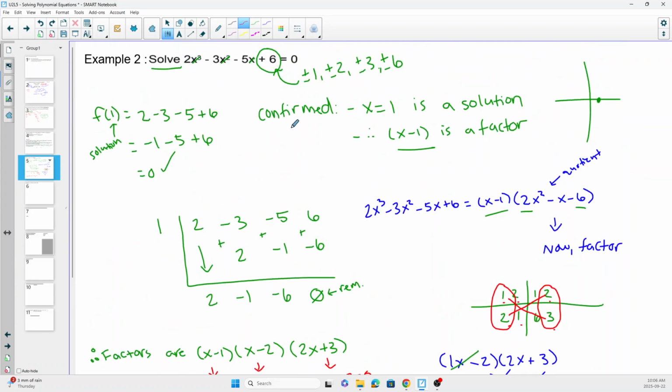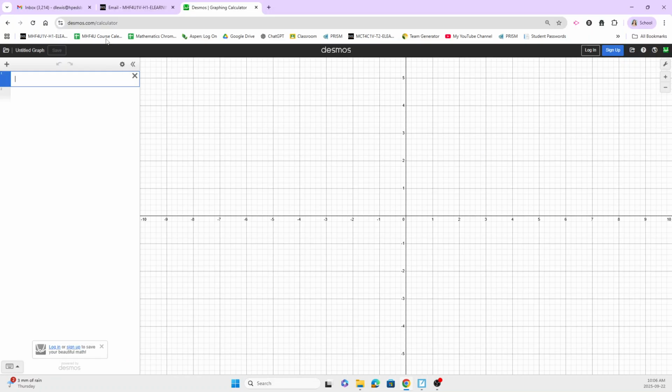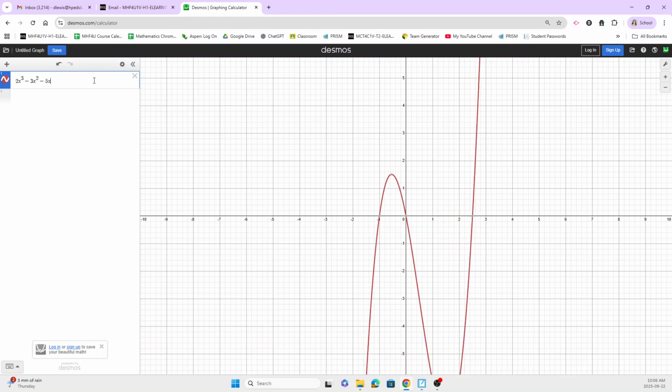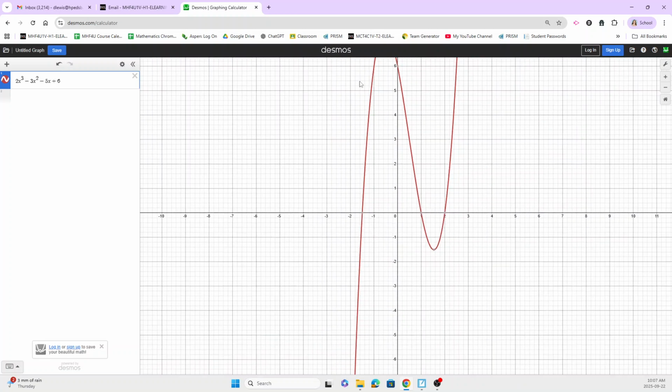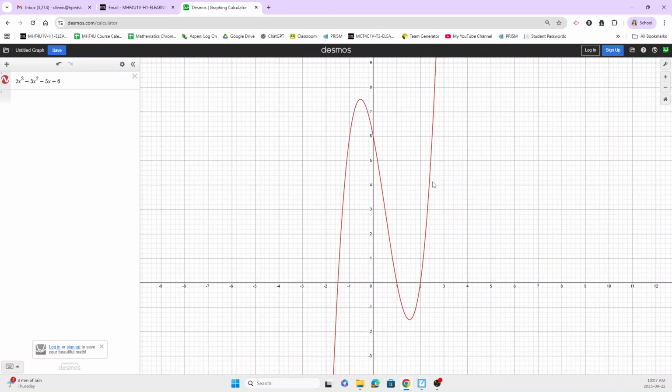So 2x cubed minus 3x squared minus 5x plus 6. There's our function. We could call it f of x, but we don't really need to. And let's check if our work was right. We have one solution at negative 1.5, which is negative 3 over 2, one solution at positive 1, and one solution at positive 2. So this is how you can check your work using Desmos.